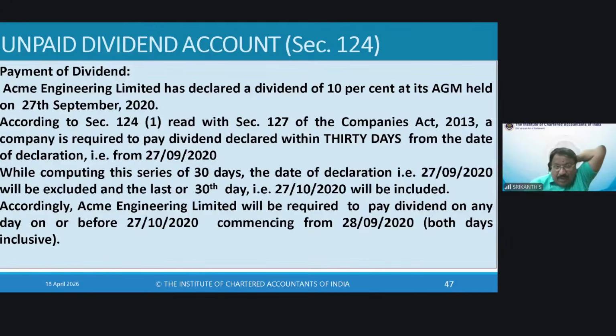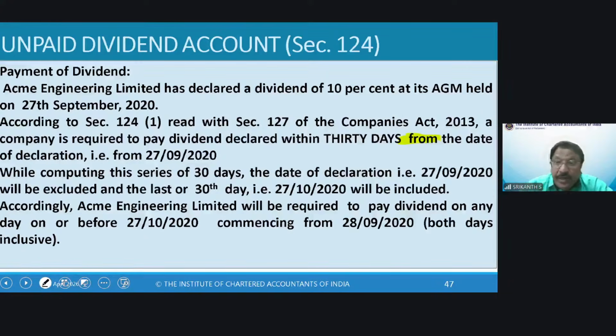Okay, so Acme has declared a dividend of 10% on 27th September. So when the word "from" is used, you should ignore that date. So the date of declaration will be excluded, and the last or 30th day will be included. So till midnight of 27/10, correct? 27/9 you don't include. So you have 28, 29, 30. 3 days, right?